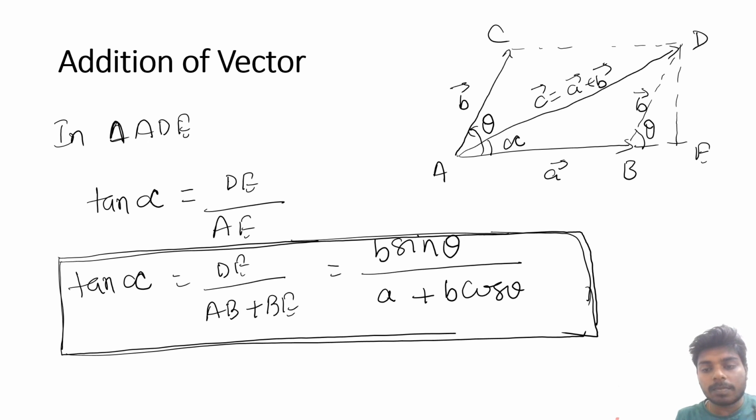Okay, this was all about the vector. Half part completed. The next part we will do dot product, cross product, and numericals. This is all.